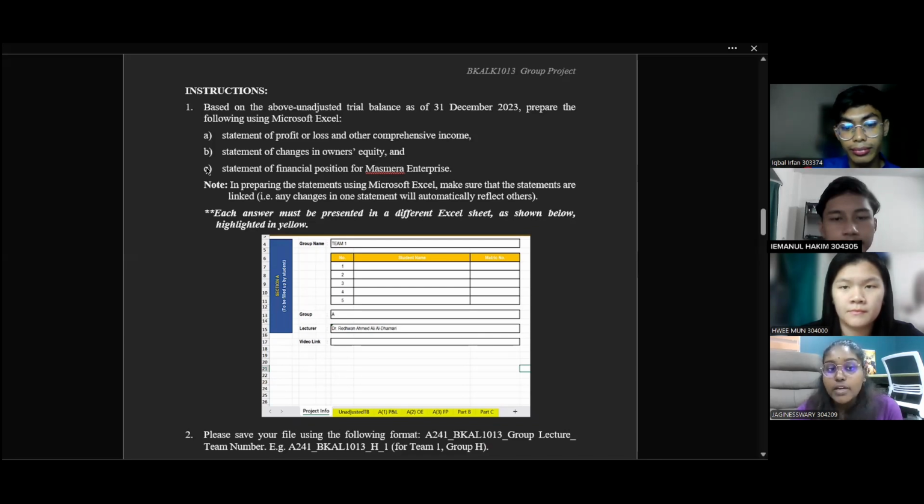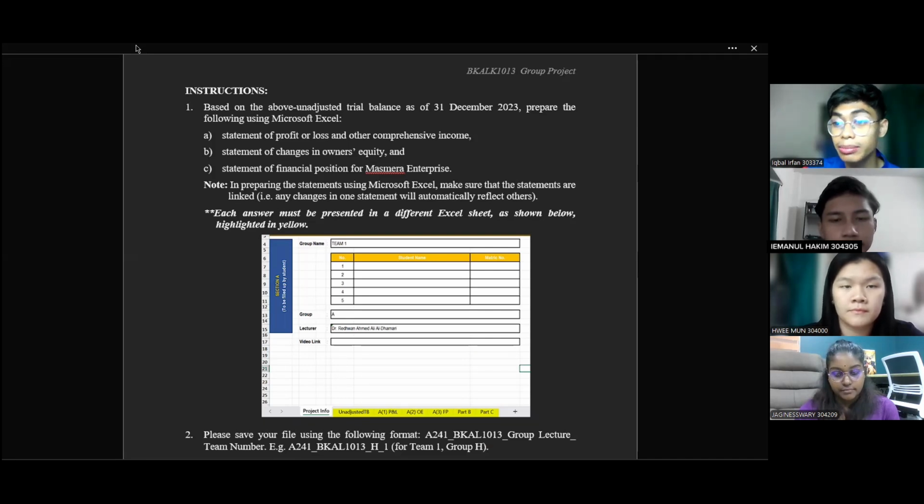Okay. What happens to the balance sheet if the business takes out a loan? So the liabilities will increase because of the loan, and assets like cash increase by the same amount.